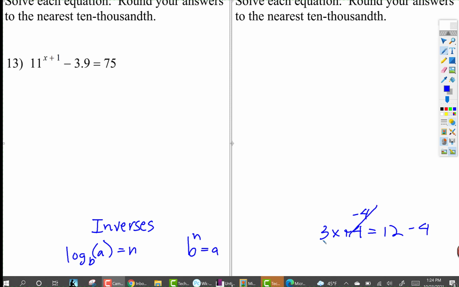The inverse of multiplying by 3 is dividing by 3. So then you have x is equal to 8/3, and you did that by using inverse operations. That's what we're going to have to do on these if things don't work out. So before, we still have to get the x by itself. So this thing right here, we have to get by itself.